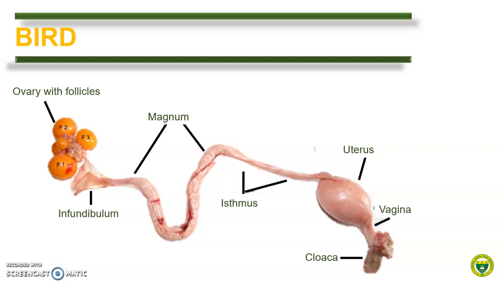Finally, the vagina, which is muscular and approximately 8 cm long. Sperm host glands may also be found at the uterovaginal junction where the sperm can be stored for many months. And that ends our discussion on the comparative anatomy of the female reproductive system.